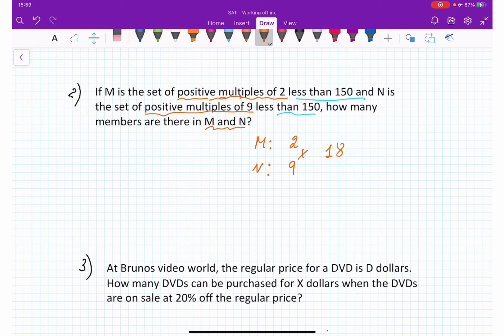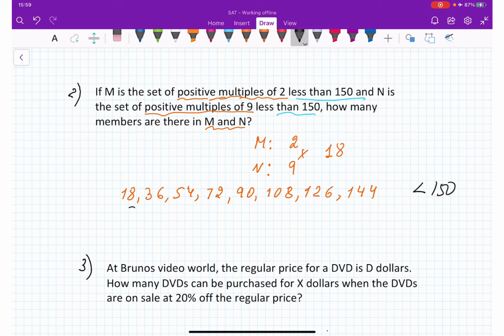So it's going to be 18, then 36, then 54. What I do is 18 times 1, times 2, times 3. Then 72, 90, 108, 126, 144. That's it. That satisfies the less than 150 condition. So how many do we have? 1, 2, 3, 4, 5, 6, 7, 8 elements total, and that is our answer.